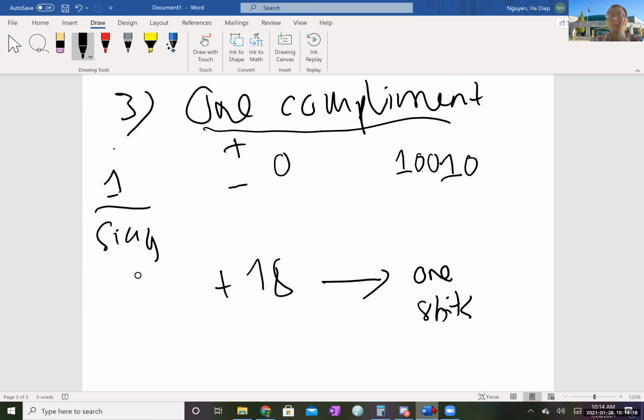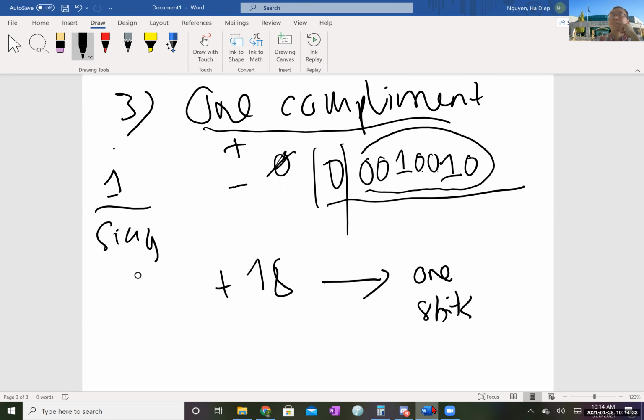So you have 1, 2, 3, 4, 5 bits already. You add 2 more 0s here, and 1 more 0 to the side. So you see, in the case of the positive, you just convert it normally. 1 bit for the sign, and all the rest inside is the same. So remember, for every format, when you convert a positive, they are always the same. Just convert it normally and add leading 0s to make it up to 8-bit memory or 16-bit memory.